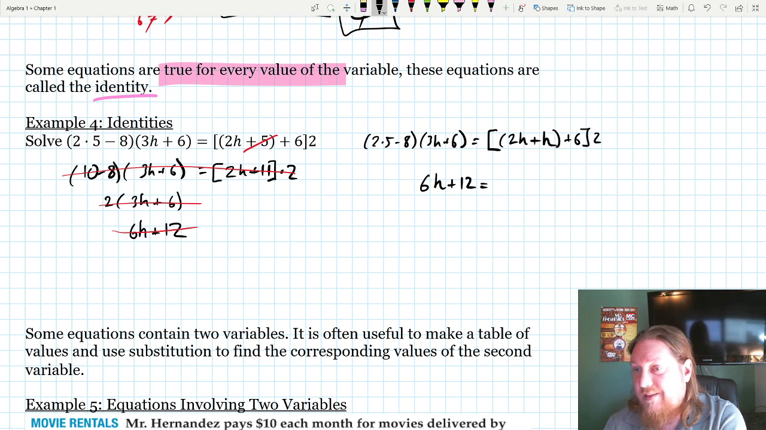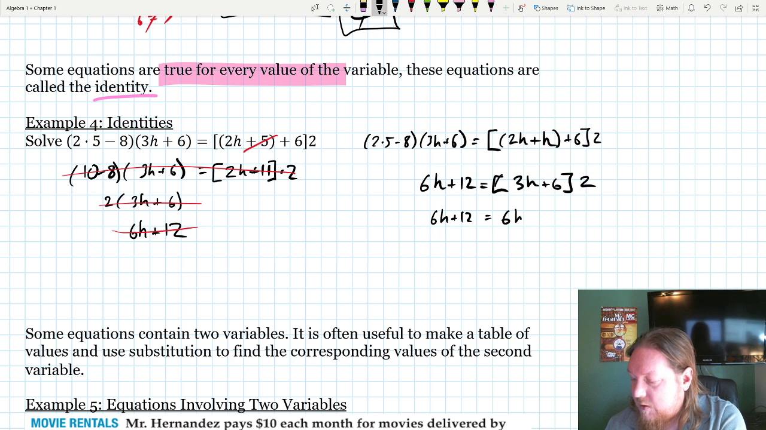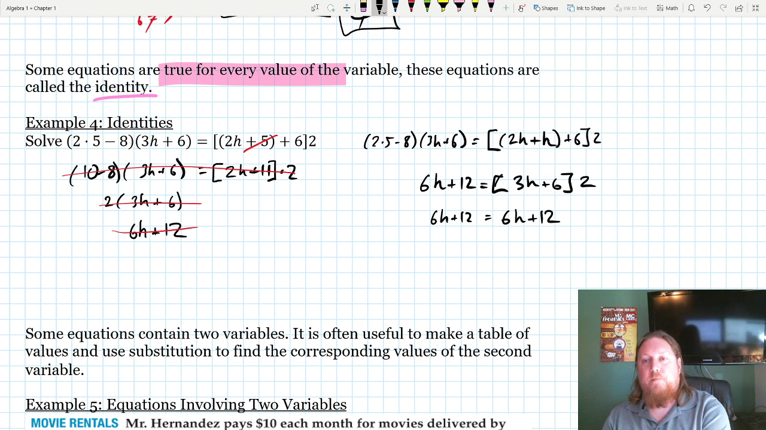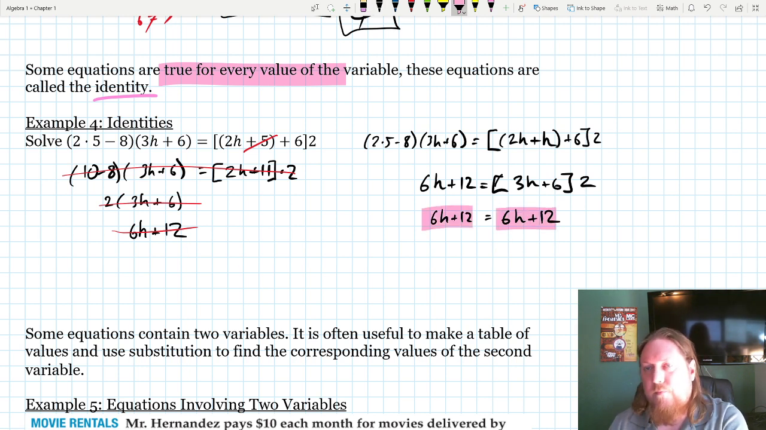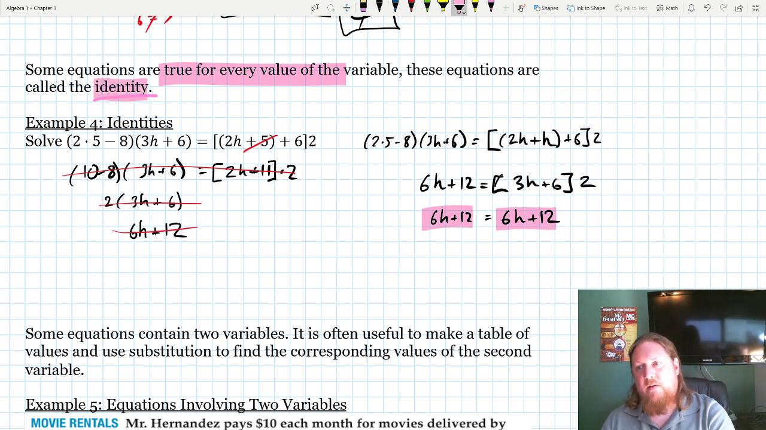All right, 2h plus h is 3h plus 6 times 2. Now I'm going to distribute that. Let me just rewrite this first. 2 times 3 is 6h. 2 times 6 is 12. There we go. Well, take a look at this problem here. Notice how both sides are exactly the same. That's what an identity is. Identity means self, right? So each side of the equation is itself.